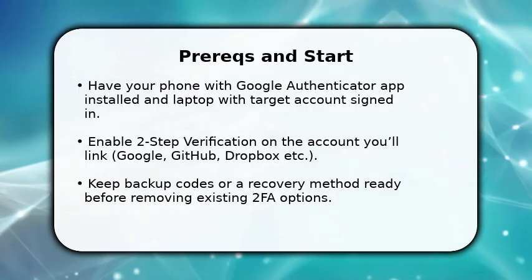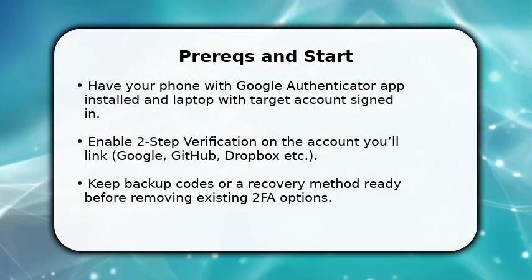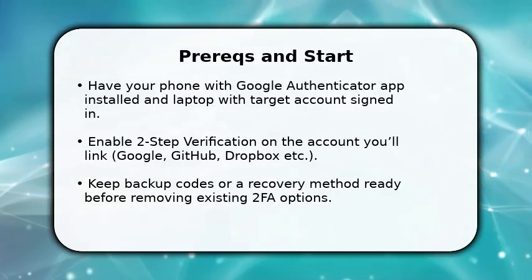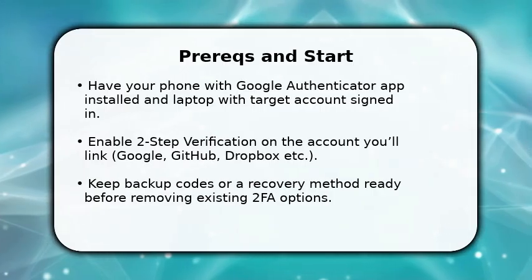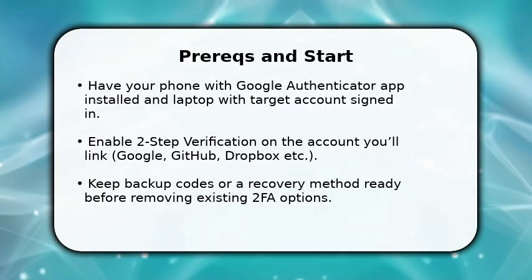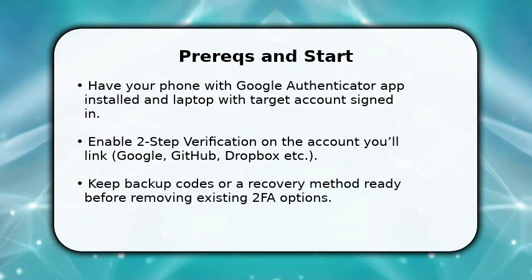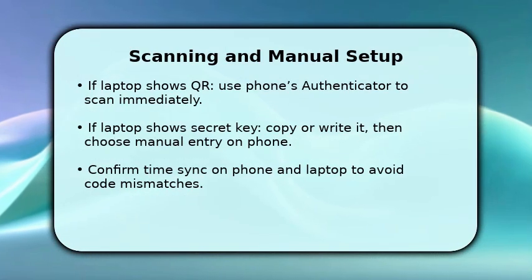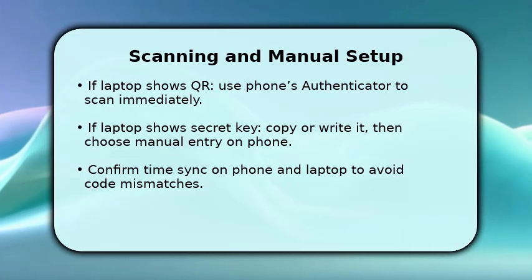Make sure your phone has the Google Authenticator app installed and unlocked. If prompted, select the option for manual setup or QR code scanning. This is the step that creates the shared secret between devices. Once the QR code or secret key appears on your laptop, act quickly.